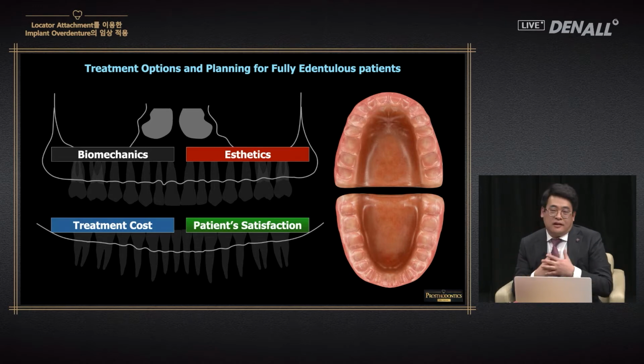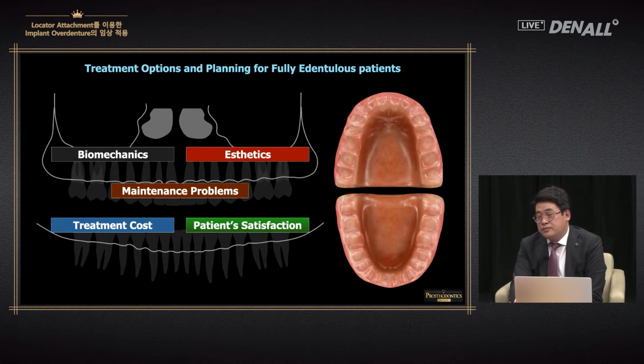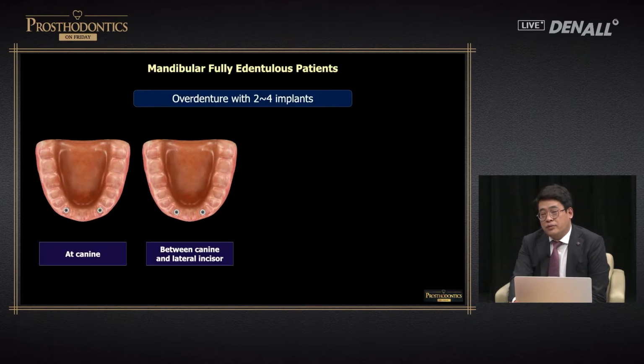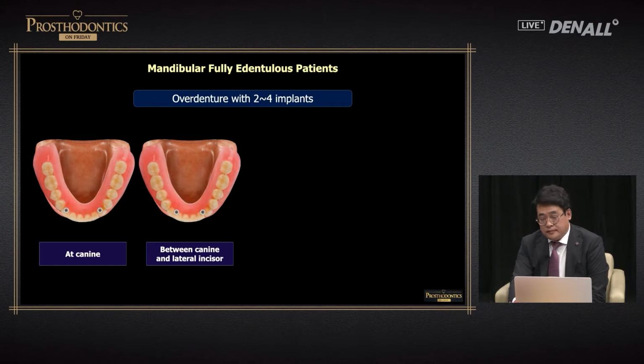As I provided treatment, what troubled me was that the patients that received treatment by me returned, and that is the maintenance problem. And when you come up with a treatment plan, you need to consider the problems related to maintenance. You need to factor these issues to come up with an appropriate treatment plan. In the case of lower, we can provide implant overdenture using 2 implants.